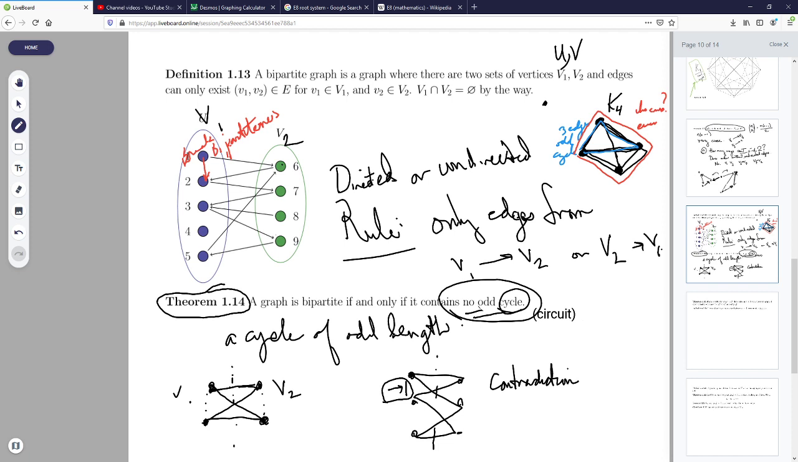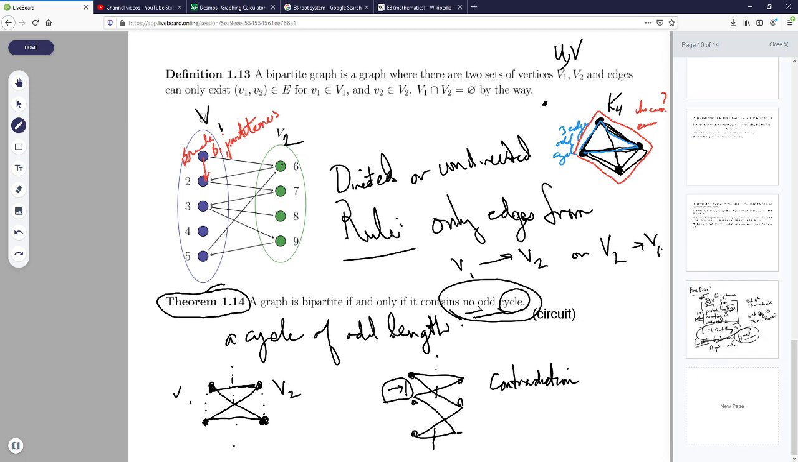No, bipartite, this is the definition, right? Bipartite just means that there's 2 collections of nodes where you can only go between the first set and the second set, or the second set to the first set. No edge exists inside of the first set of vertices, and no edge exists in the second set of vertices.